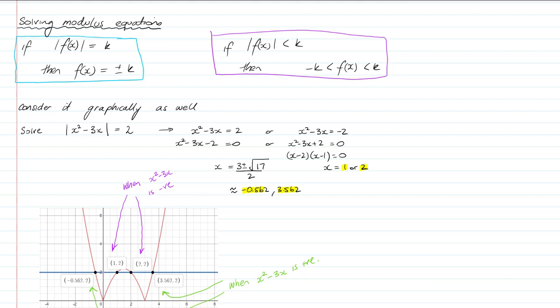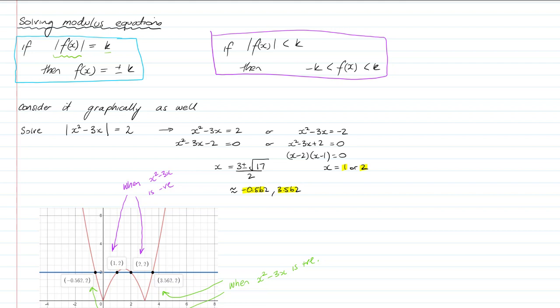So we've got some examples here in the general sense. If the modulus of f of x is equal to k, where f of x is just some function, it means that f of x must be equal to positive or negative k. That's a really simple approach to these equations to start with. But it also means that if the modulus of f of x is less than k, then f of x must be between negative k and k. In the last video we explored a couple of simple cases like this.